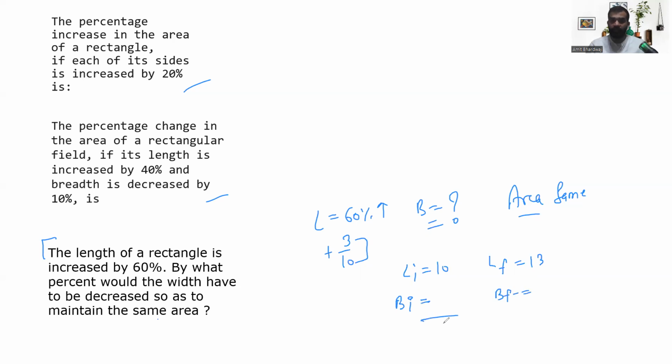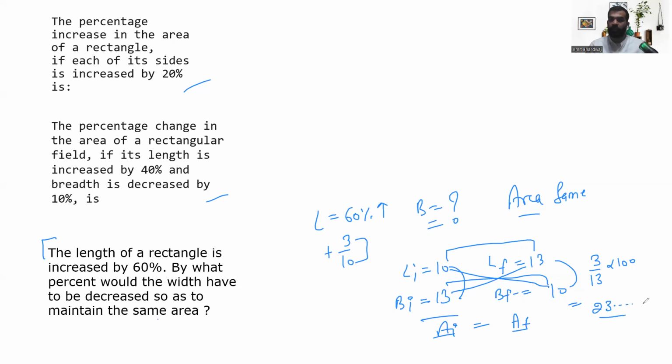So that area will remain the same. Initial area should be equal to final area. So I always say, just copy it, 13 here, 10 here. Why? This is also 130, and this is also 130. Are you getting this? So the logic is, if length is going from 10 to 13, breadth is going just reciprocal of this, 13 to 10. Your answer will be 3 by 13 into 100. If you solve it, you will get 23 point something. Breadth should decrease because breadth is going from 13 to 10.